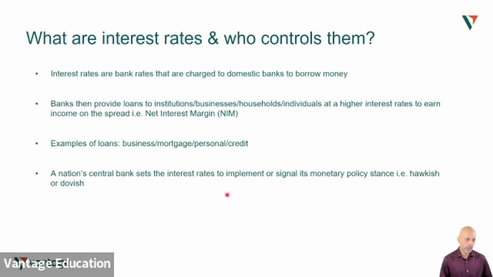Now, how are all these interest rate levels determined? Basically, it starts off with the nation's central bank. They're the first starting point, and they will set the interest rate to implement or signal their monetary policy stance. Now, if a central bank is hiking rates aggressively or keeping rates elevated, they are deemed to be hawkish. And conversely, when a central bank is aggressively cutting rates or keeping rates at very low or very suppressed levels, they are known to be dovish.